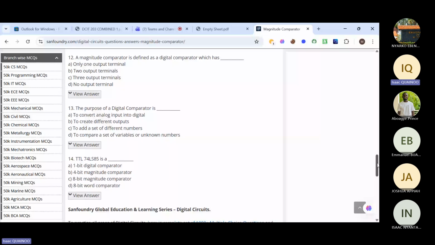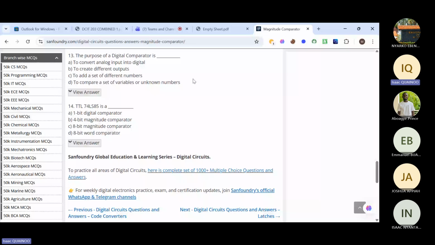The purpose of a digital comparator is A, to convert analog input into digital, B, to create different outputs, C, to add a set of different numbers, and D, to compare a set of variables or unknown numbers. When we are referring to a digital comparator, we are talking about magnitude comparators now. So here it is D, to compare a set of variables or unknown numbers.